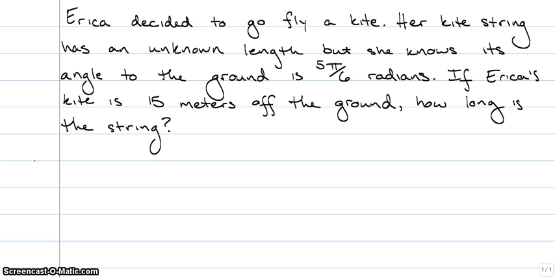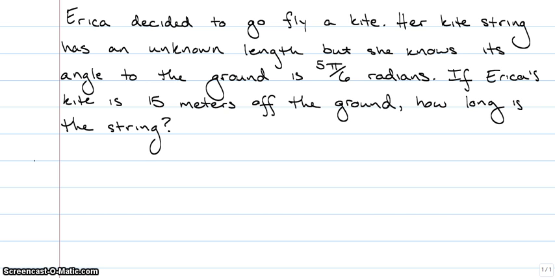So, the story says, Erica decided to go fly a kite. Her kite string has an unknown length, but she knows that the angle to the ground is 5π/6 radians. Now, if Erica's kite is 15 meters off the ground, how long is the string?